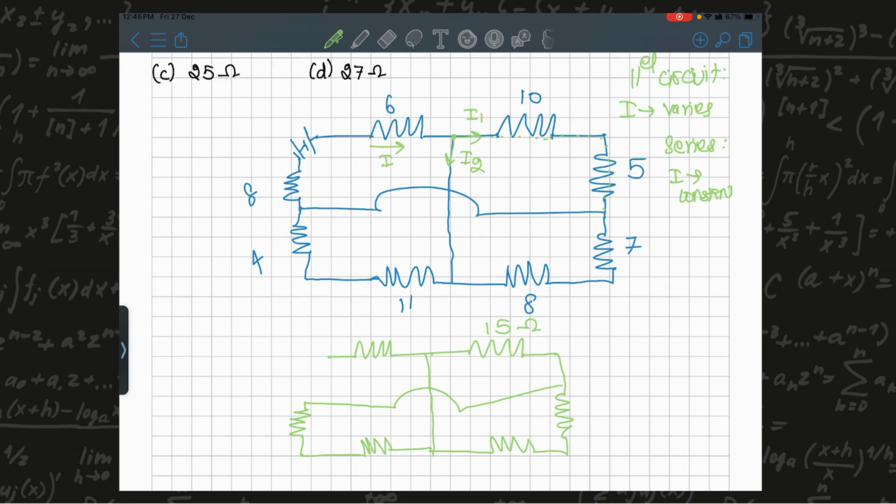Sorry for this very bad diagram. I'm a little bad at drawing. But I hope it's clear.